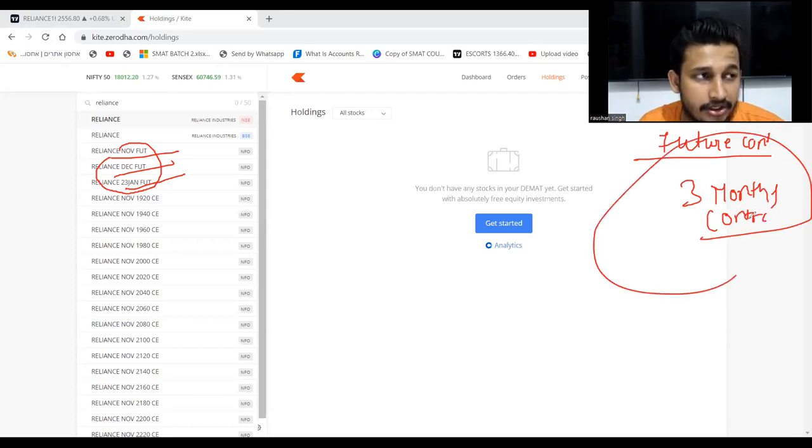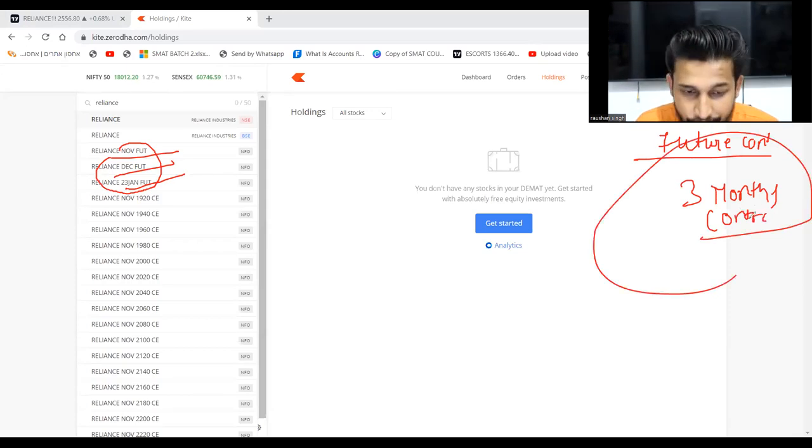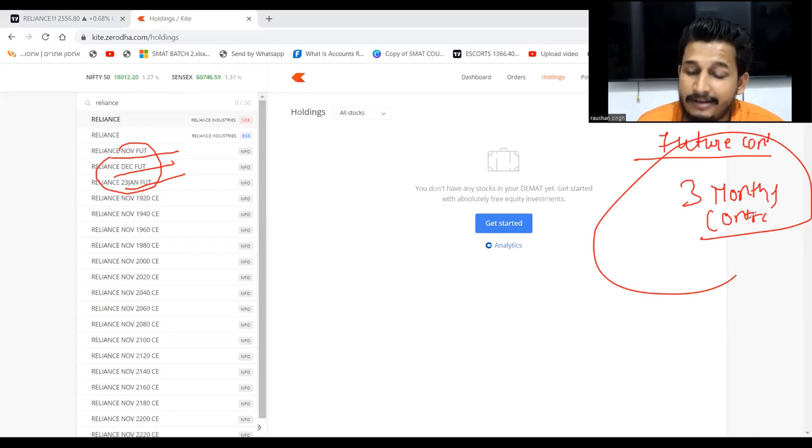Now one question coming is why do we have this future? Does the company, or let's say the exchange, give us this option? The simplest answer is to provide us the option to diversify our money, or to provide liquidity to the company.